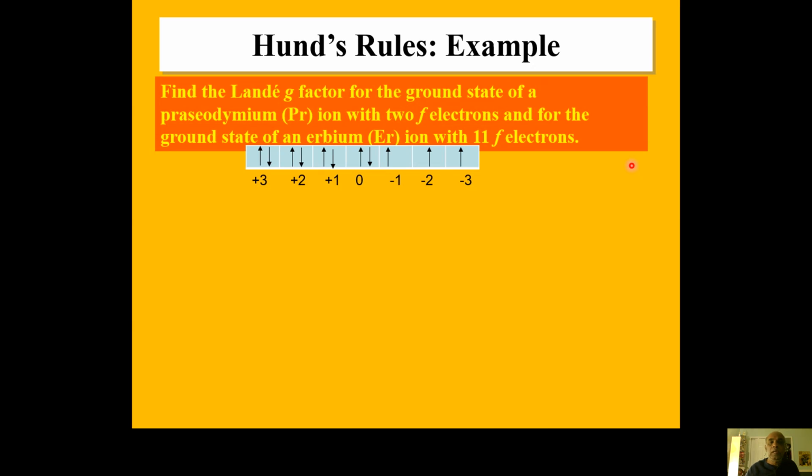So now let's look at another example. This is for erbium. Erbium has 11 4f electrons. F means, again, S, P, D, F is 3, right? So you have +3 to -3, because you have 2L plus 1 states, right? So now you have 11 electrons. How do you fill this?